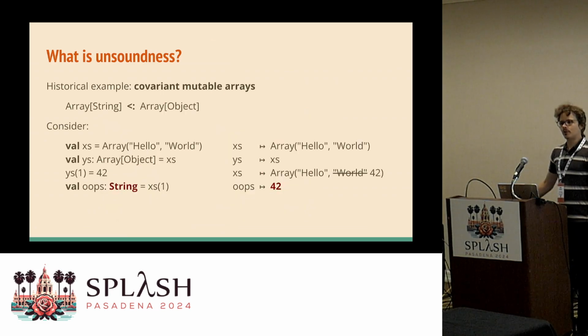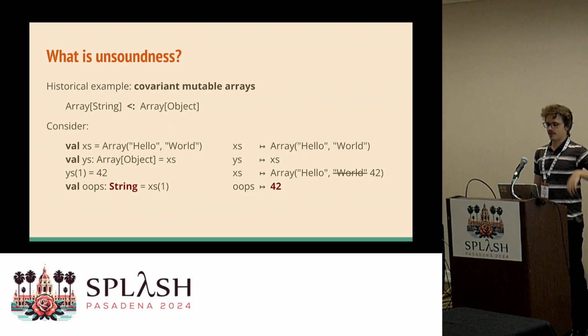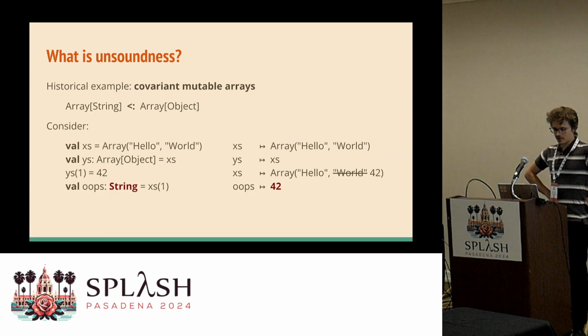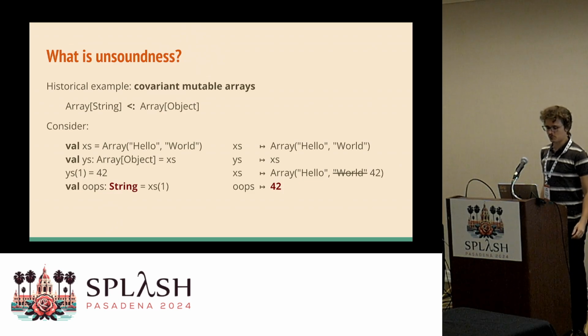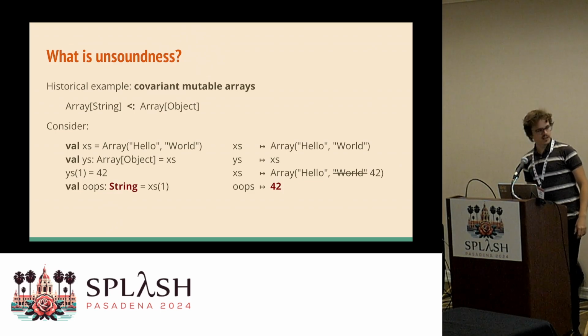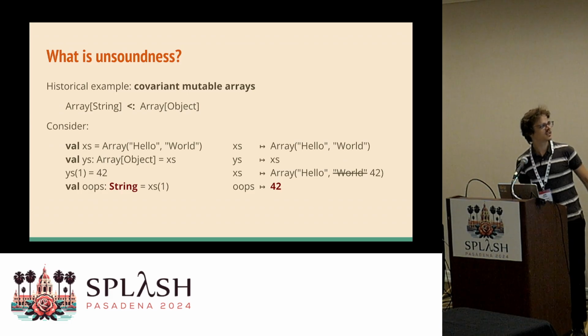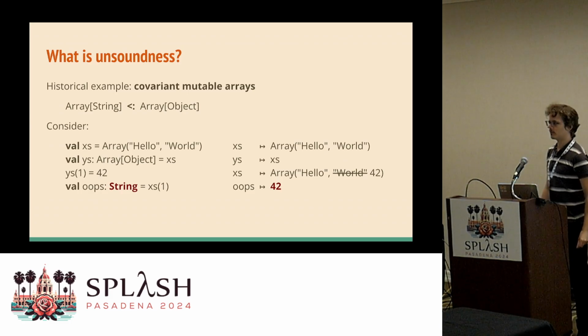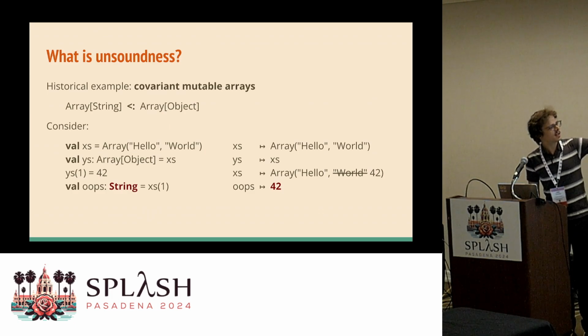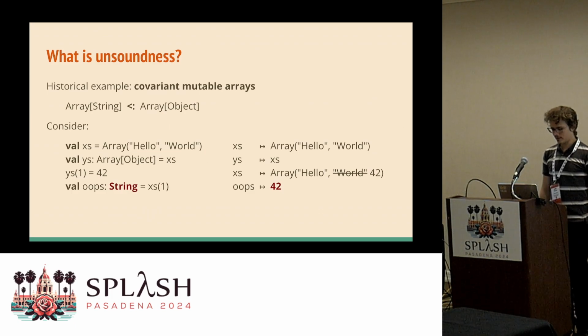And so one of the most well-known historical examples of unsoundness is in languages like Java or C# or many others where arrays are covariant. And so this is a problem, right? It is a source of unsoundness, as I just described it, because it makes the type system claim things that are just not true. So basically, the covariance of arrays means that if you have a type string that's a subtype of object, for example, then it says an array of string is a subtype of an array of objects.